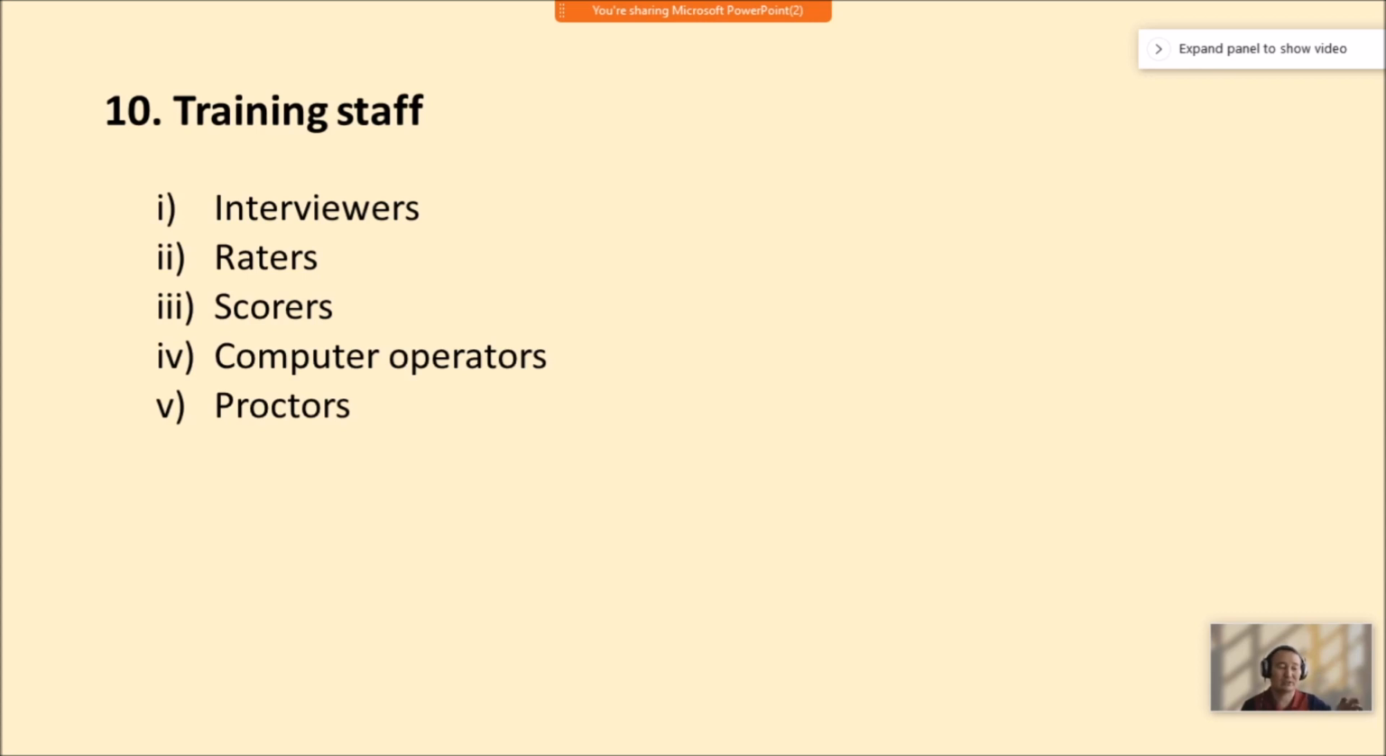Proctors are people who are just checking if students are cheating or not. So proctors should also be friendly. They should not make a lot of noise. They should not attract a lot of attention. They should be polite.